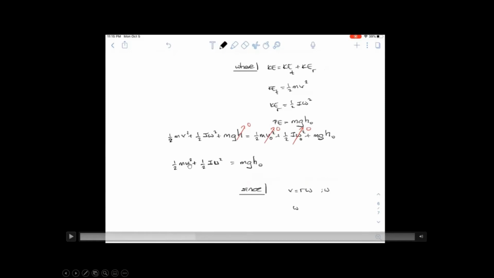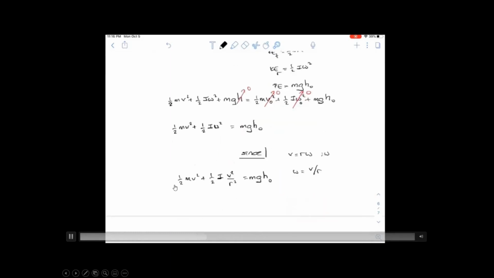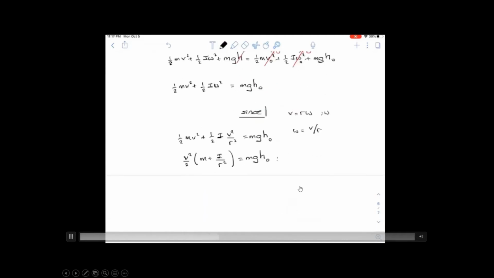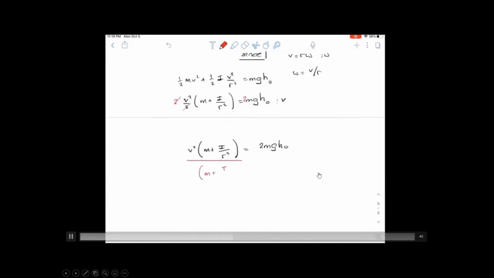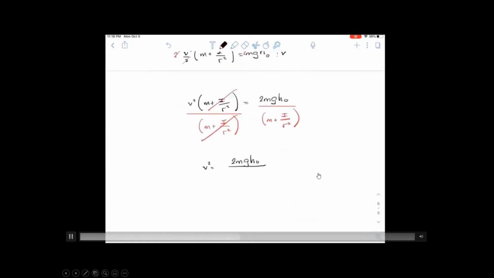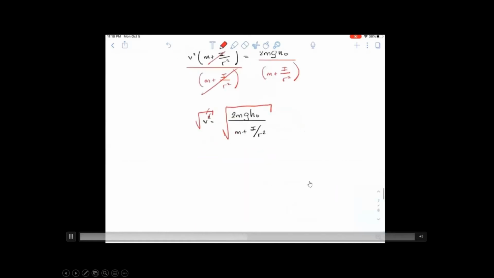Before isolating V, I just want to express the rotational speed in terms of the linear speed. I'll do it by substitution. All right, so 1/2 V squared will be pulled out. Divide both sides by the expression in the parentheses. We'll stop at this point, just briefly. So, the general expression that we got here.